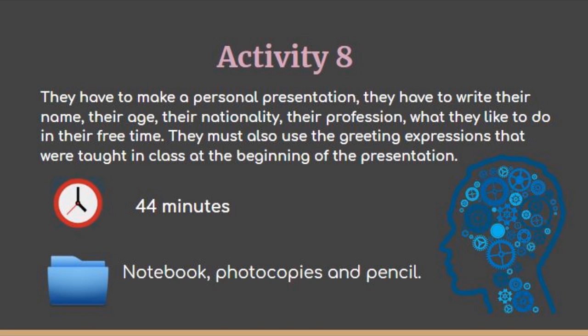and when they are finished, each one comes ahead and says it out loud. If someone doesn't understand some profession or hobby, the person must make a small performance for others to guess. Duration: 40 minutes. Materials: photocopies, pencil, and notebook.